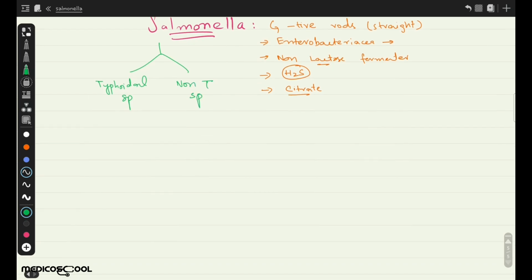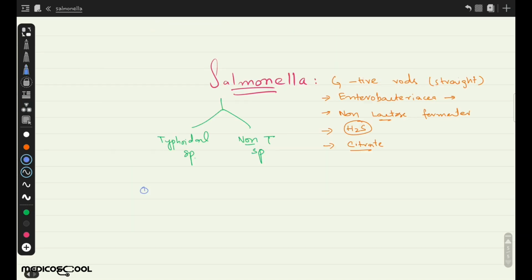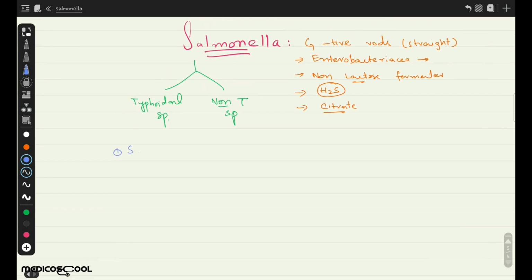The typhoidal species cause typhoid fever or enteric fever, and the non-typhoidal species cause diseases like gastroenteritis and septicemia, etc. The typhoidal species include Salmonella typhi and Salmonella paratyphi.